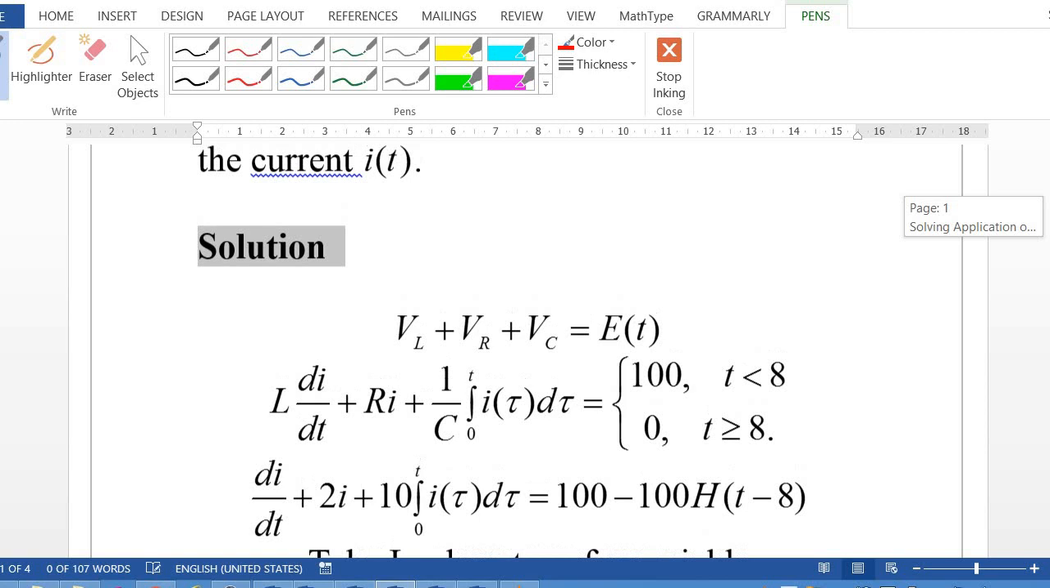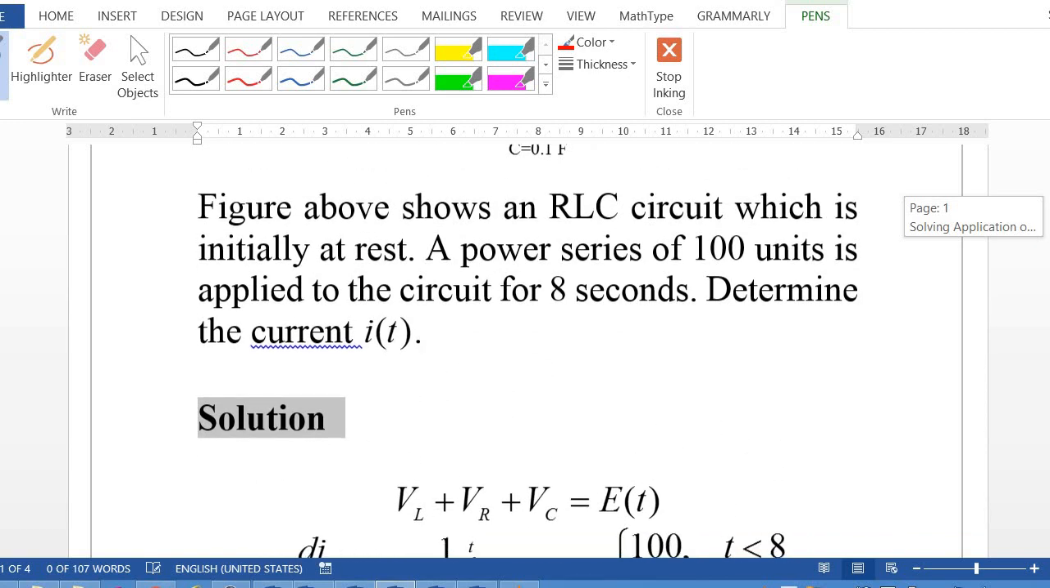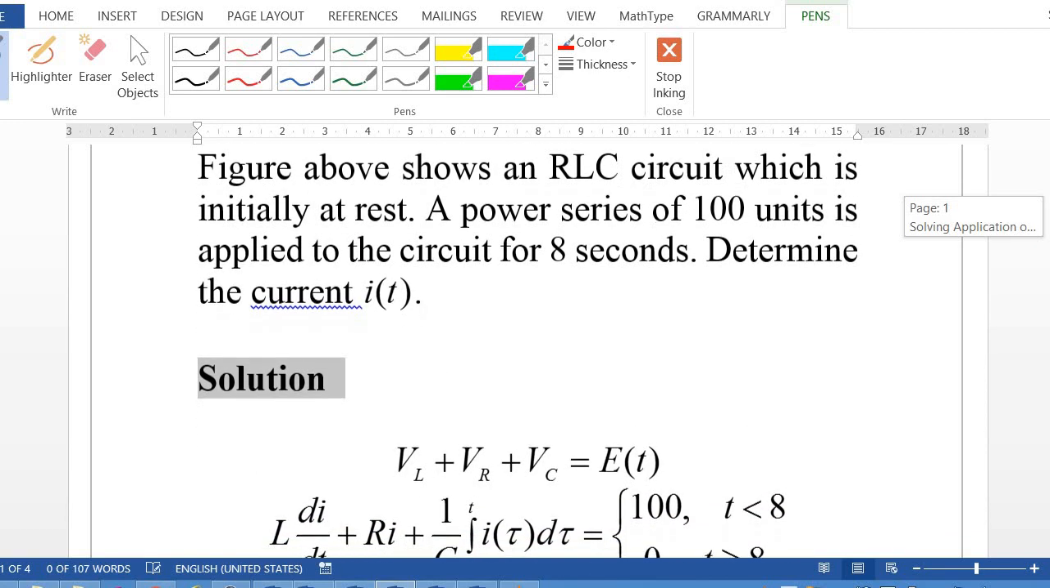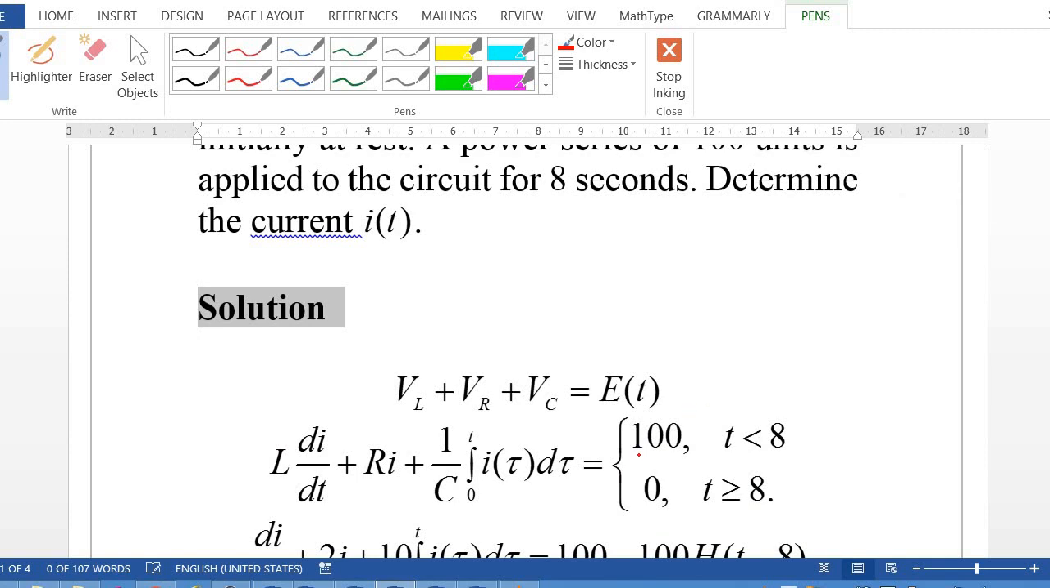E(t), because a voltage of 100 units is applied to the circuit for 8 seconds only, means E(t) equals 100 for t less than or equal to 8. When t is greater than or equal to 8, the voltage becomes 0. It holds for 8 seconds only. So the voltage here is a non-continuous function, compared to our previous video, where E(t) was a continuous exponential function and the circuit was RL only.